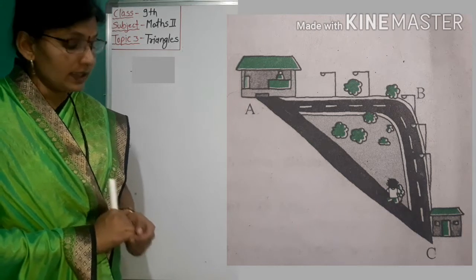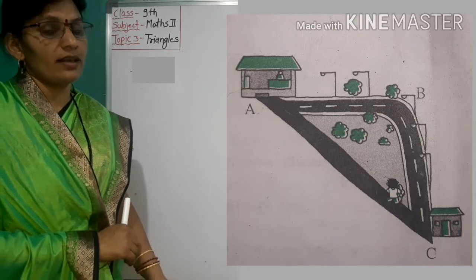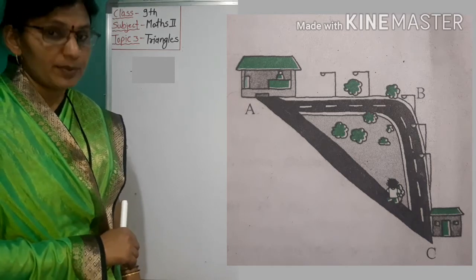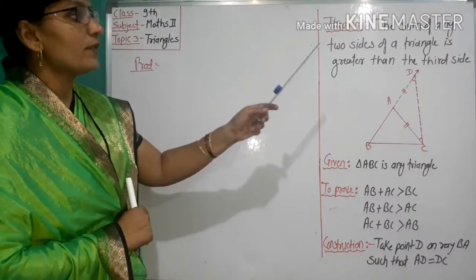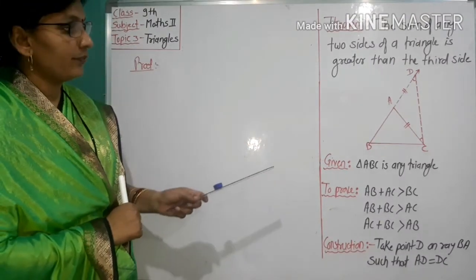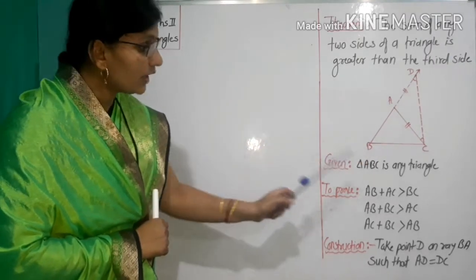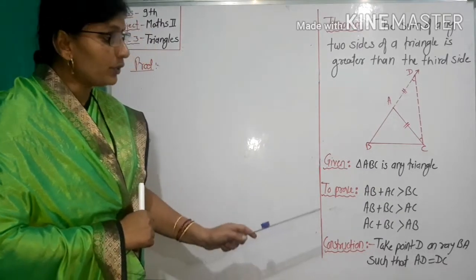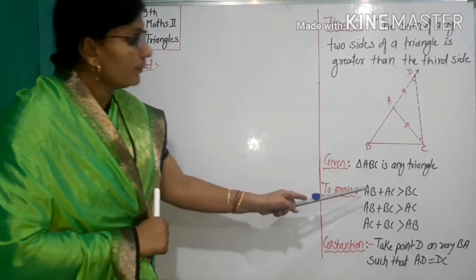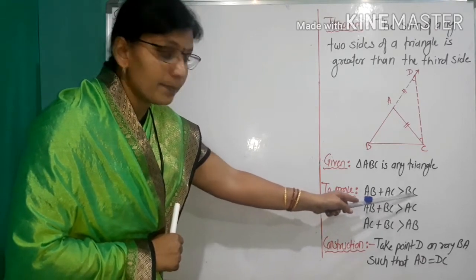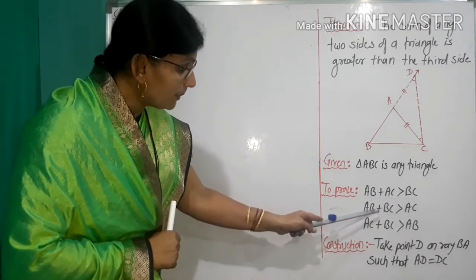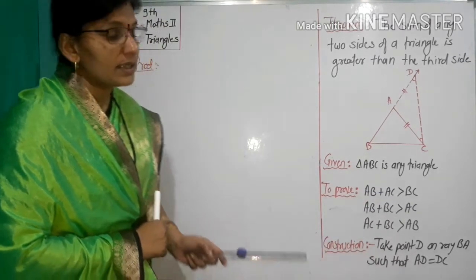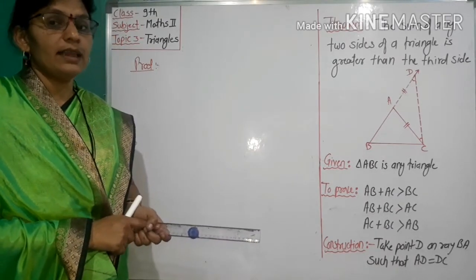The property is that the sum of any two sides of a triangle is greater than the third side, and this is our next theorem. The theorem is: the sum of any two sides of a triangle is greater than the third side. Here triangle ABC is drawn. So the given part is that triangle ABC is any triangle, and we have to prove that the sum of any two sides of the triangle, that is AB plus AC, is greater than BC, the third side. AB plus BC greater than AC. AC plus BC greater than AB.